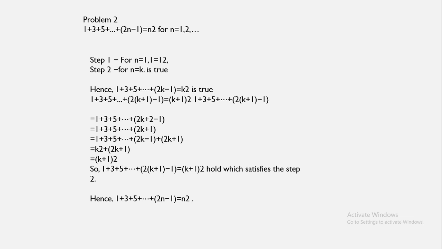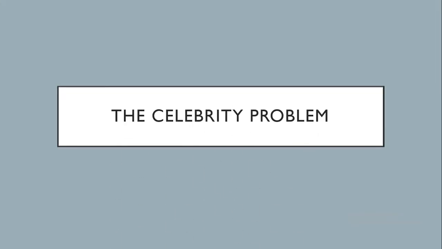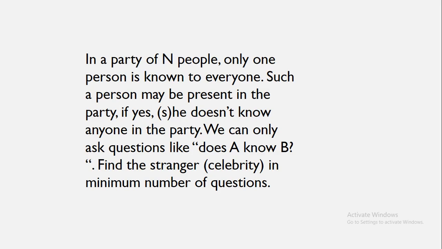So, na-prove natin ang problem 2. Let's go to the celebrity problem. So, what is the celebrity problem? It is like a party, okay? In a party of n people, only one person is known to everyone. Such a person may be present at the party; if yes, she doesn't know anyone at the party. We can only ask questions like, does A know B?